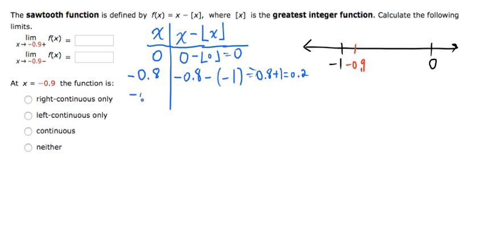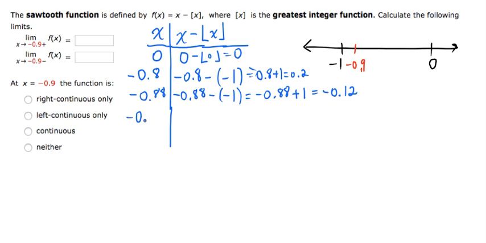Let's go with negative 0.88. We'll get negative 0.88 minus the greatest integer of that, which is negative 1. So we're going to get negative 0.88 plus 1. Well, that's 0.12. Let's go with negative 0.899. That would be negative 0.899 minus negative 1, so negative 0.899 plus 1.